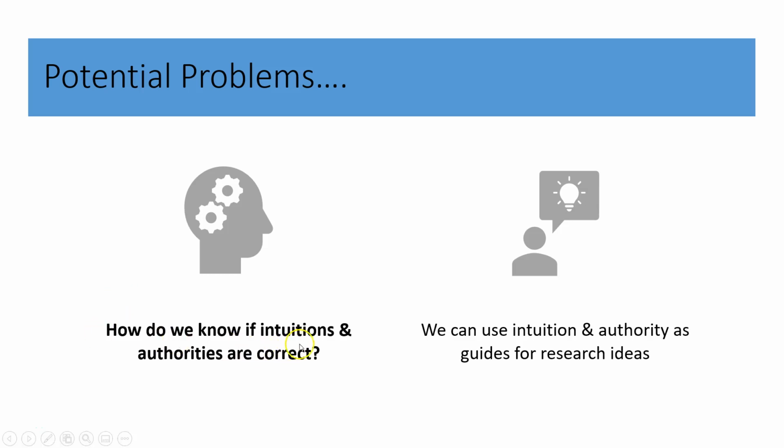So how do we know if our intuitions or authorities are correct? Well, we use our intuition and authority as guides for our research ideas. So we don't throw this out entirely. We might say, I think that people who are very similar are more attracted to each other. Now I'm going to do a research study to test and see if that's true.